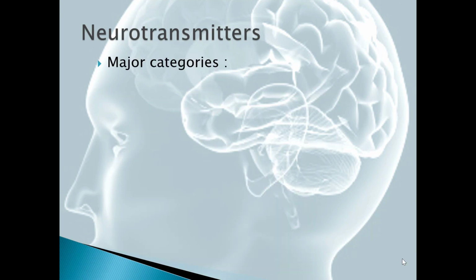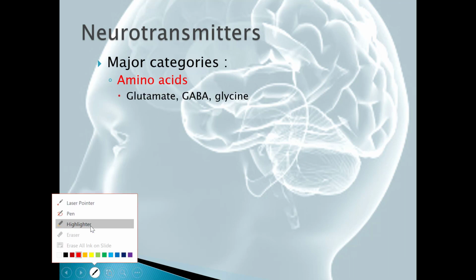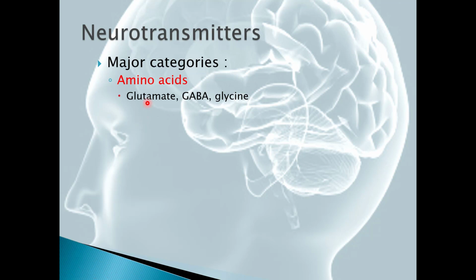So now we're going to talk about the major categories of neurotransmitters. So the first one is amino acids. So these are the same amino acids that make up the proteins in our body. Glutamate is one, and we'll learn that's the major excitatory neurotransmitter. GABA is another. That's the major inhibitory neurotransmitter, and then glycine as well.